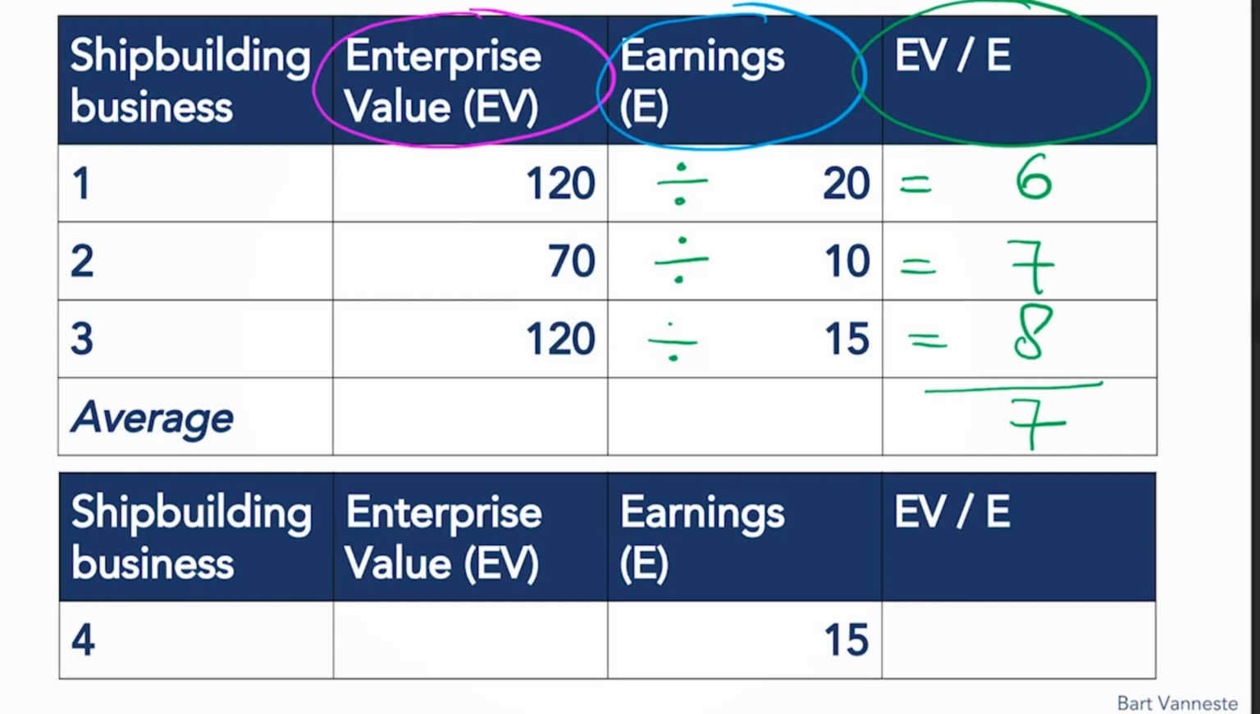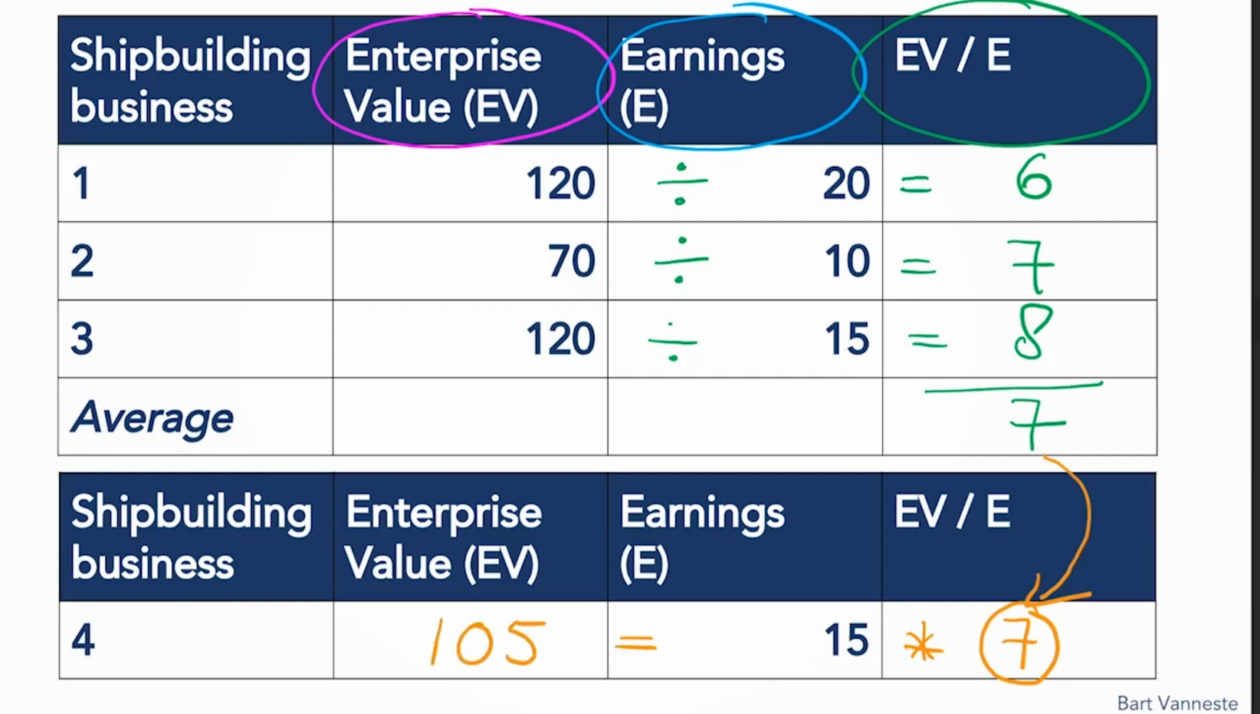So in order to value shipbuilding business number 4, we're going to use that average and then calculate the enterprise value. So the next step for us is to use that average multiple. So we take this number and then do the opposite calculation. We have the multiple, we have the earnings, so we should be able to calculate enterprise value. And the way to do that is we're going to multiply the multiple times the earnings, because then earnings falls out and you're left with enterprise value. So 15 times 7 is 105.